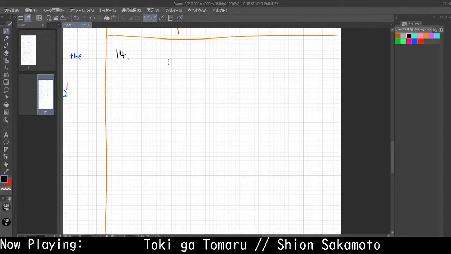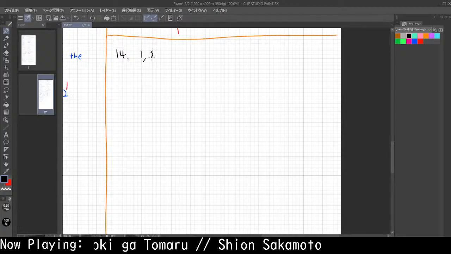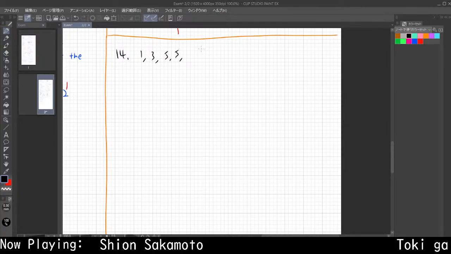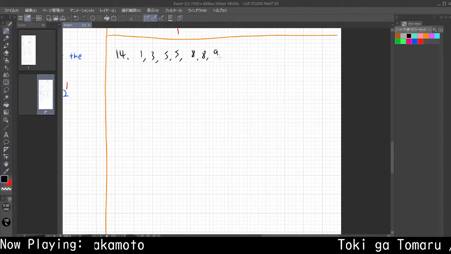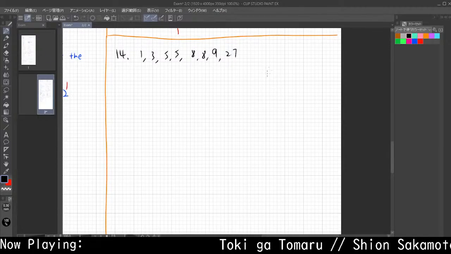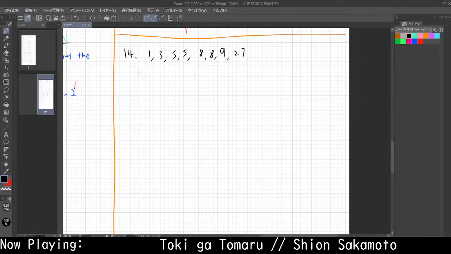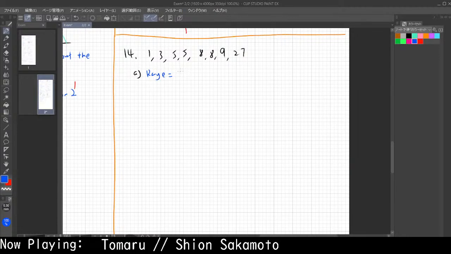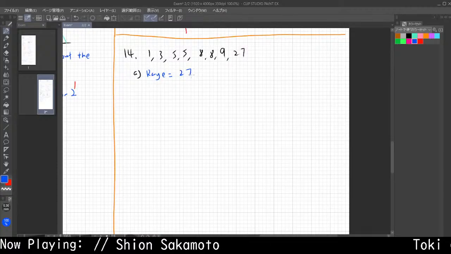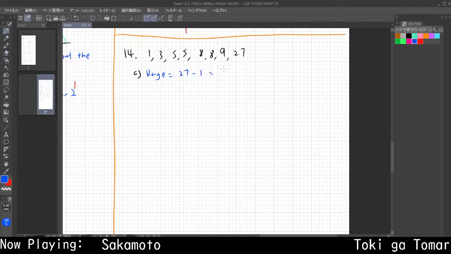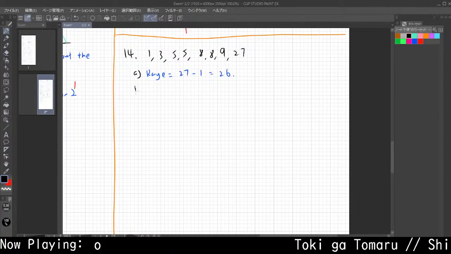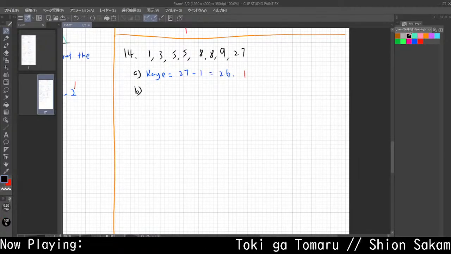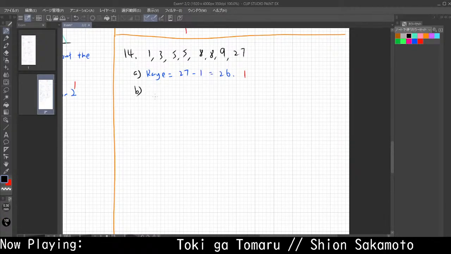So in this case, we arrange first. So it'll be 1, 3, 5, 5, 8, 8, 9, 27. So we have 8 numbers in total over here. For part A, we want to find the range. The range is just your largest minus your smallest. So 27 minus 1, you get 26. 1 mark.